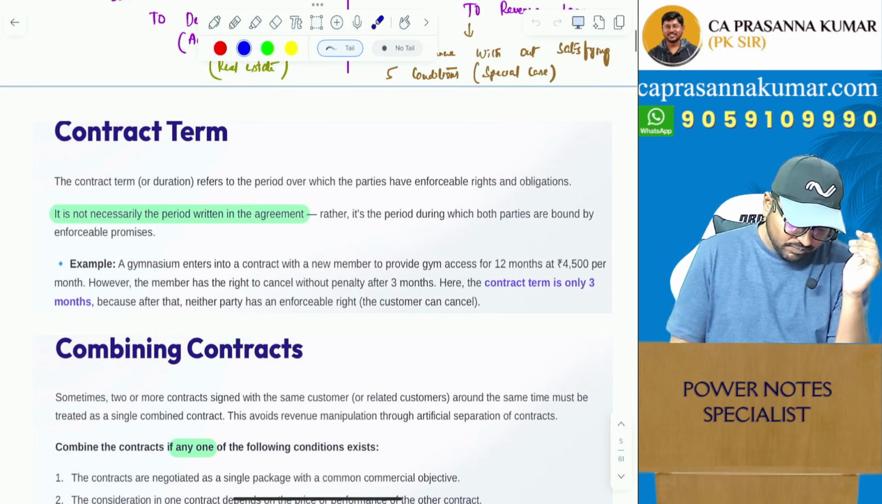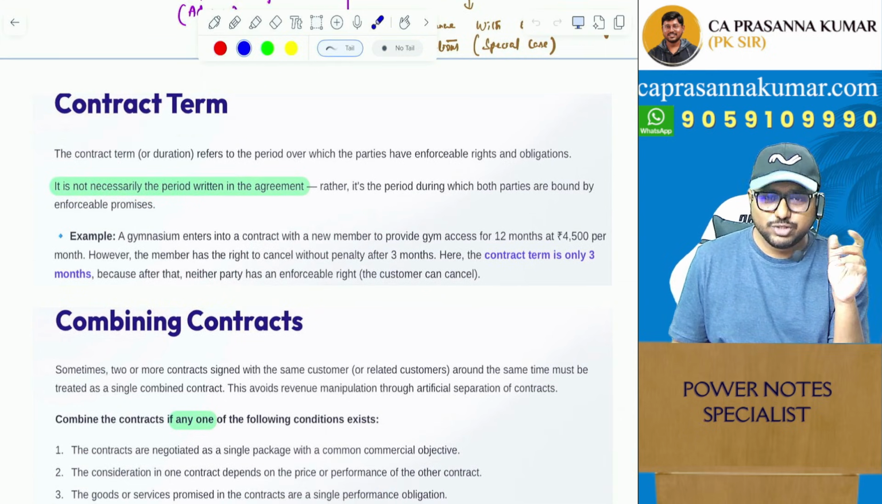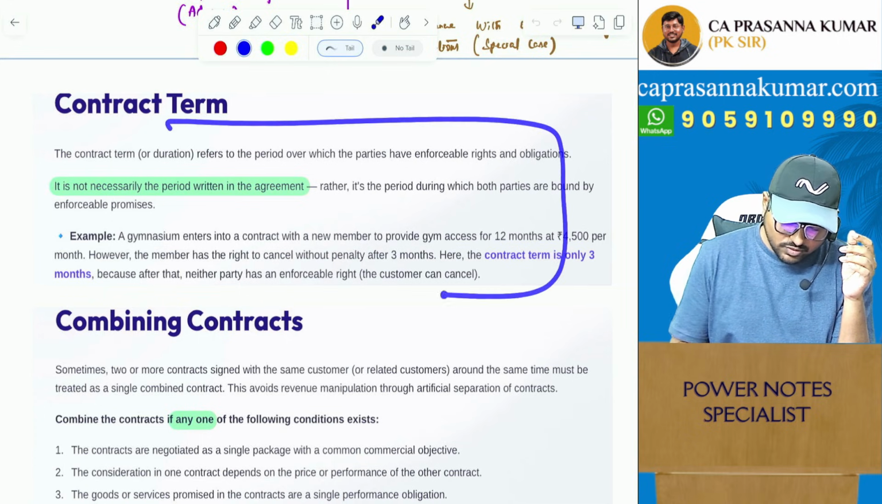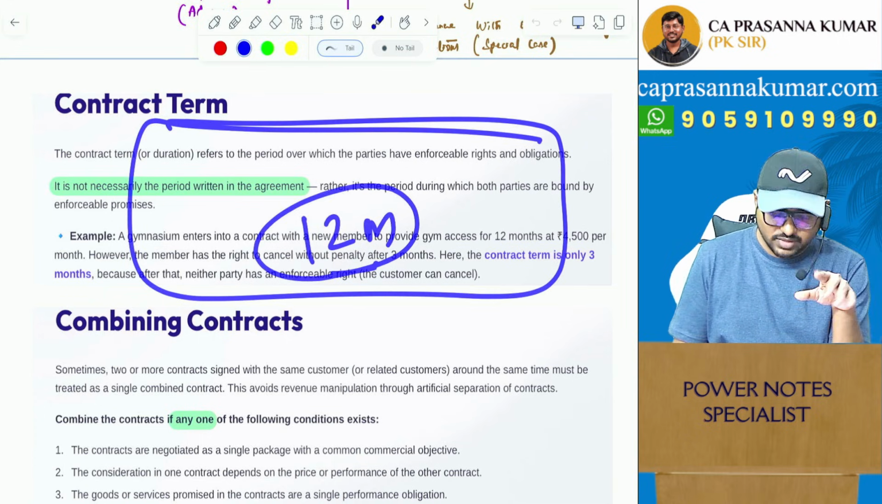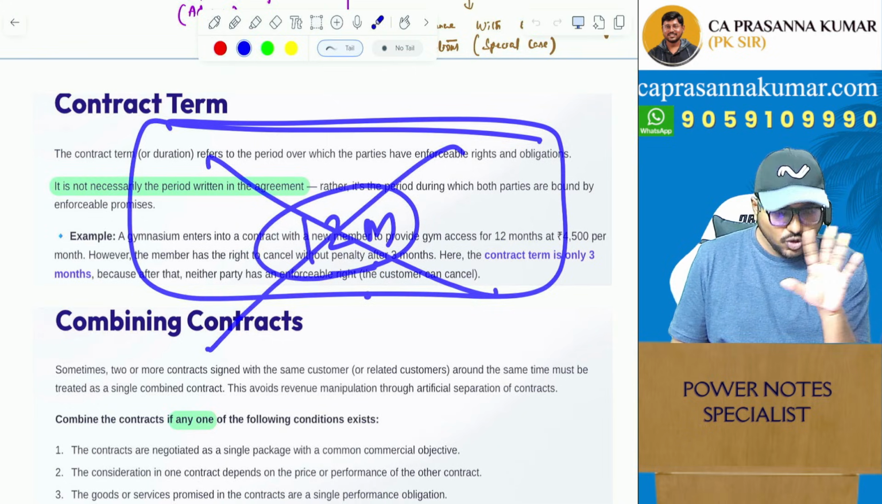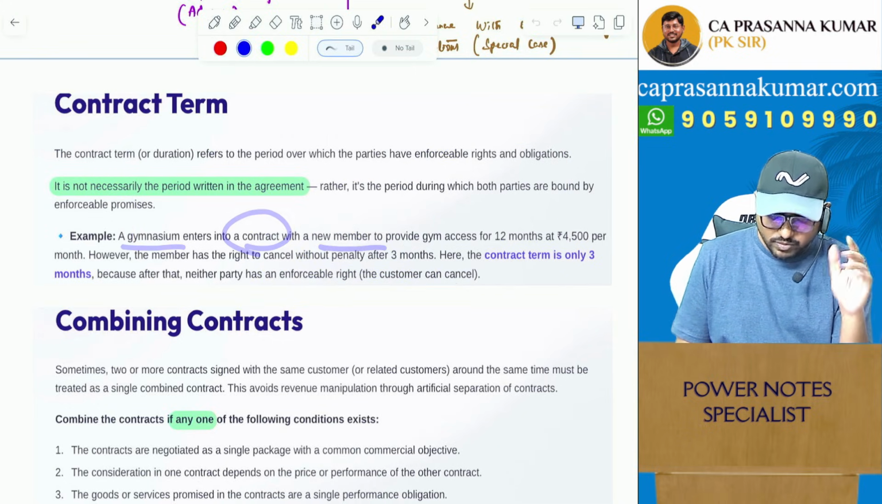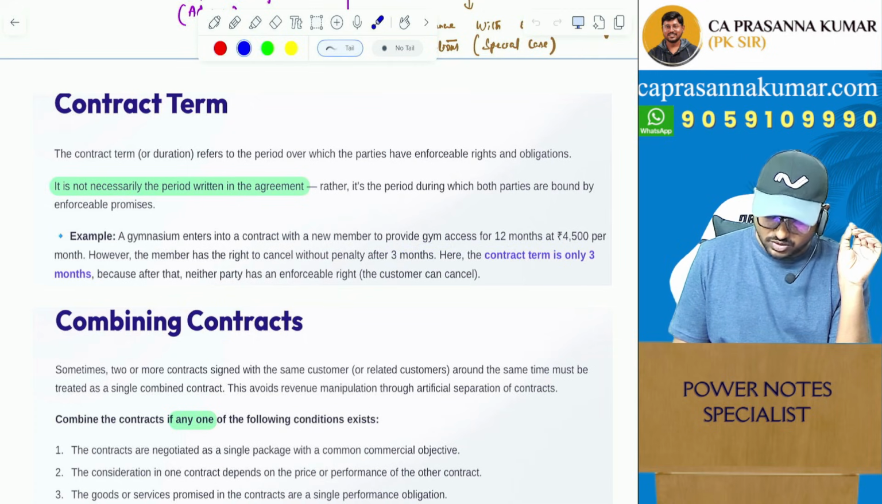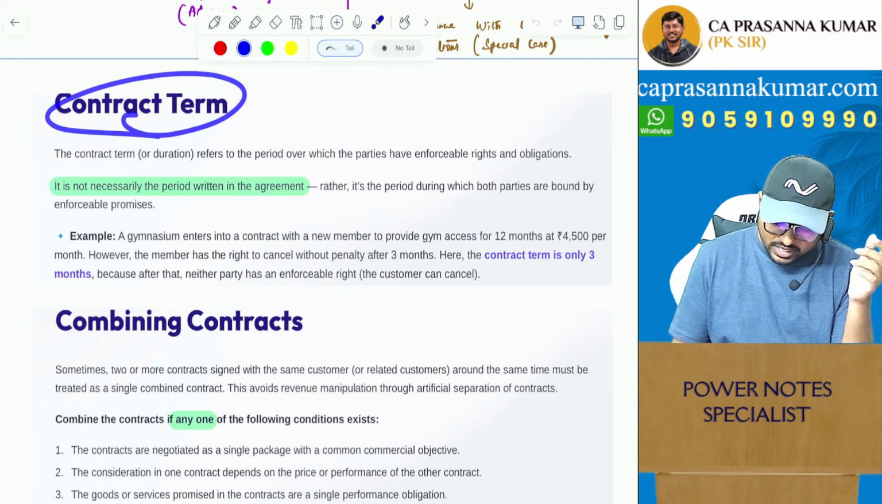Moving on. The next one is contract term. What is the only point that you need to remember in contract term? Generally, the term of the contract is whatever you write in the agreement. If the agreement says 12 months, you feel that 12 months is the contract term. That is where you are wrong. For example, a gymnasium enters into a contract with a new member to provide gym access for 12 months at 4,500 per month. Which means the contract term accordingly has to be 12 months.